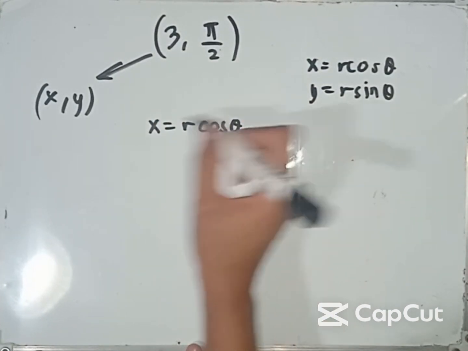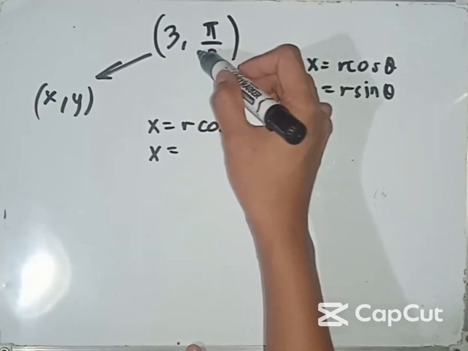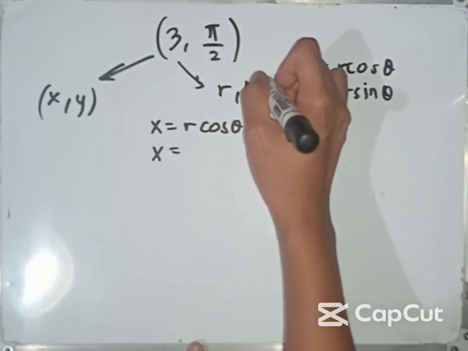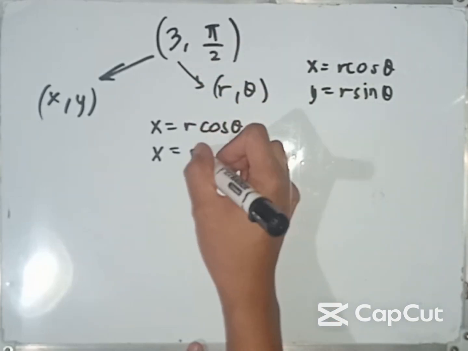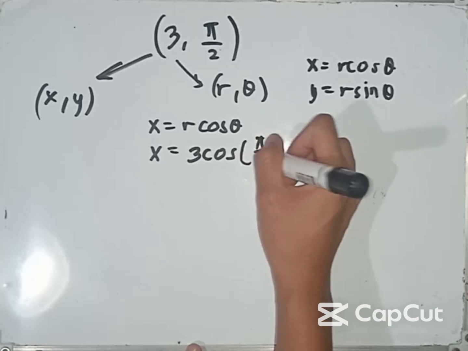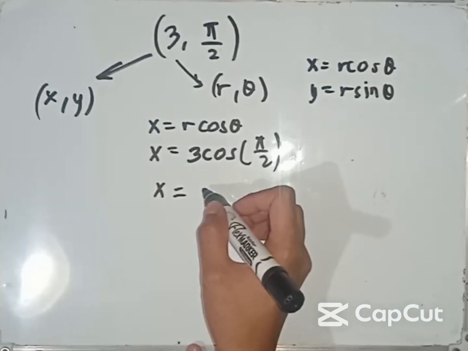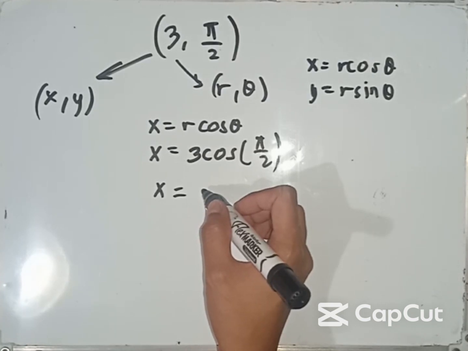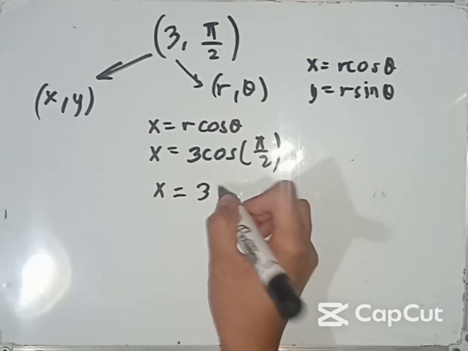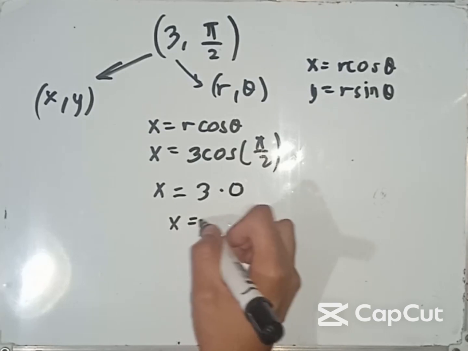Remember that in polar form, we have r theta. So the r would be 3 and the theta would be pi over 2. So x is equal to 3, and what is cosine pi over 2? Yes, cosine pi over 2 is 0. So x is equal to 3 times 0, which is 0.